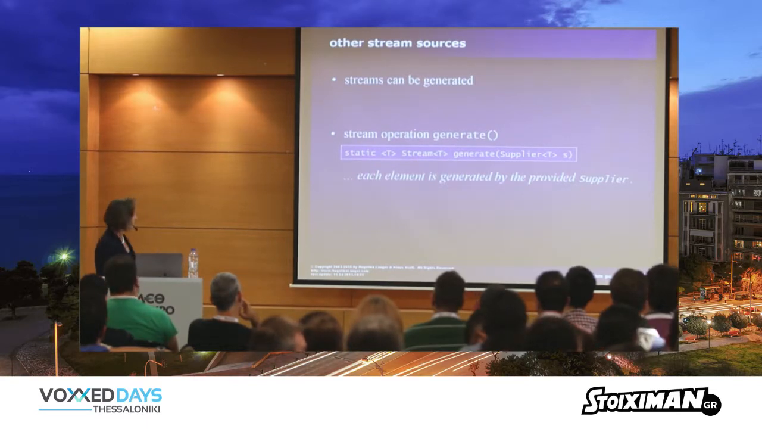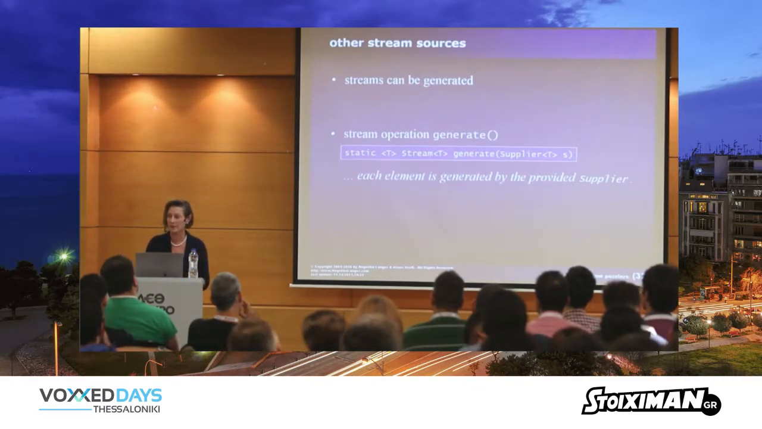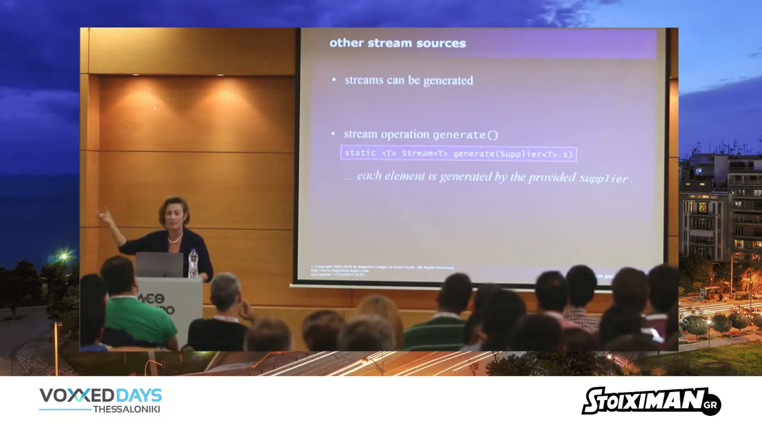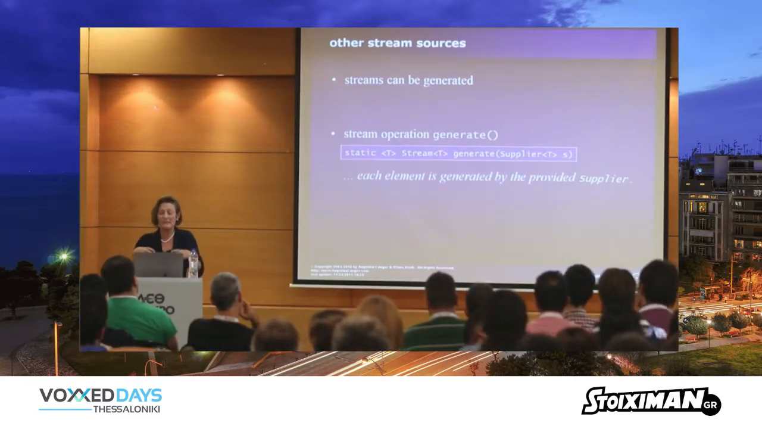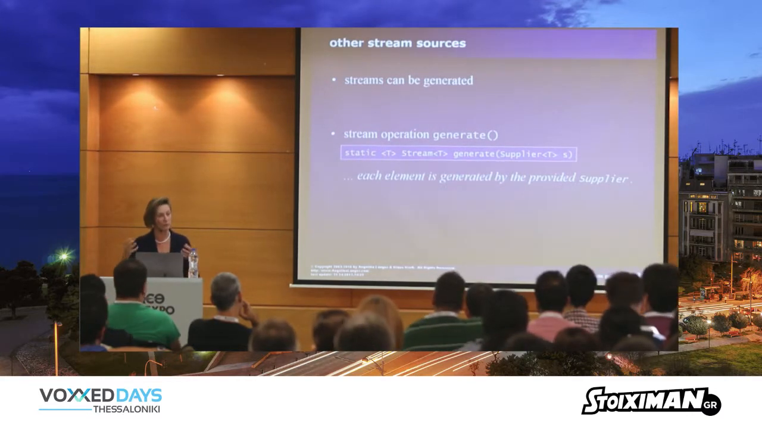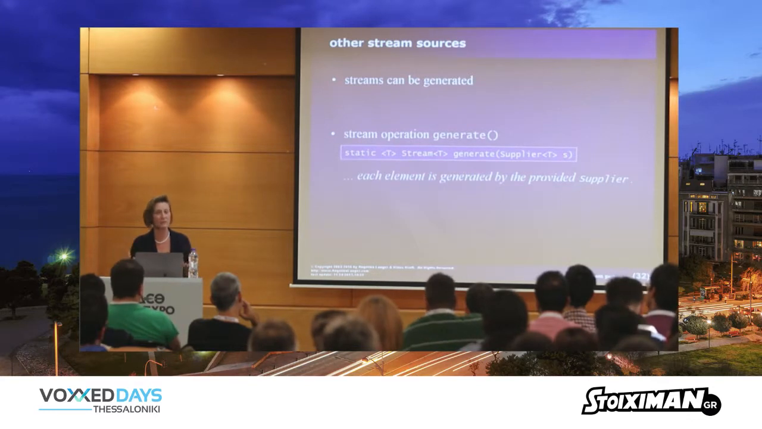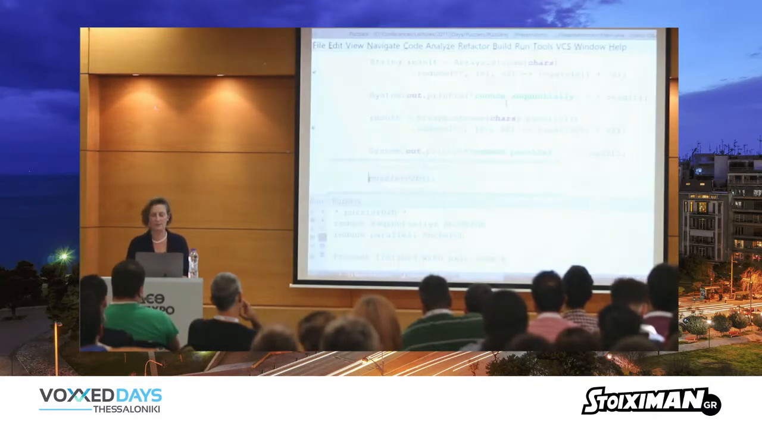What you have to supply to the generate function is a so-called supplier. A supplier is a functionality that doesn't take anything but returns something. It supplies something. Basically, the supplier produces the next element for the created stream. So the supplier is called over and over again. Each time the next element from the underlying stream source is needed, the supplier is called and produces the next element. Okay, let's see how this behaves.